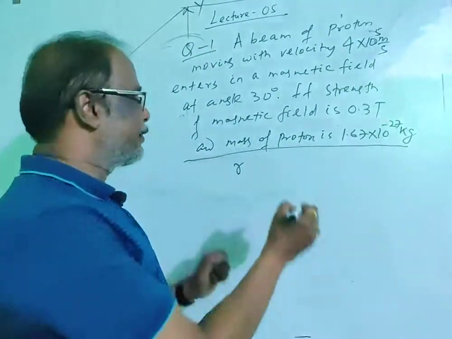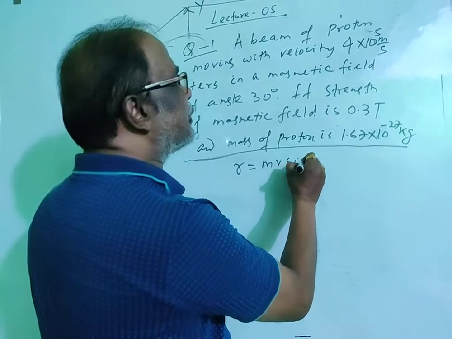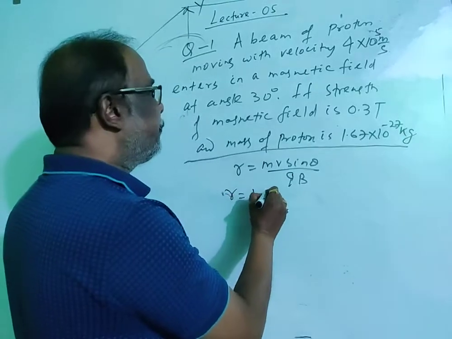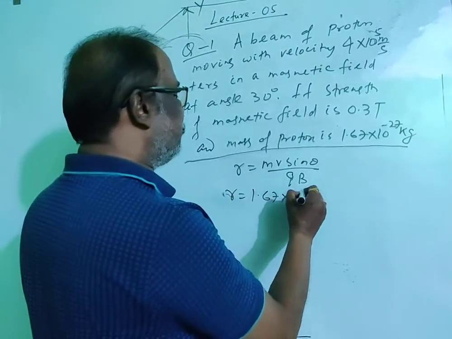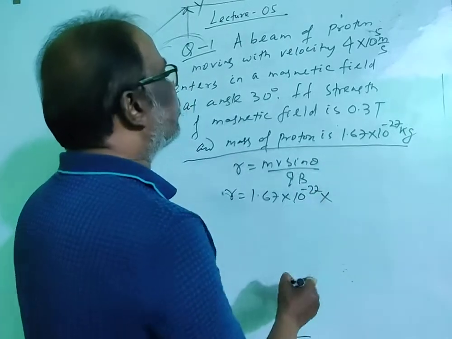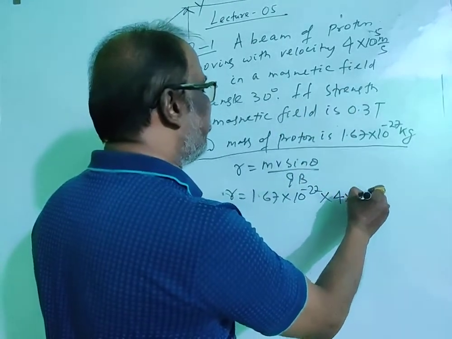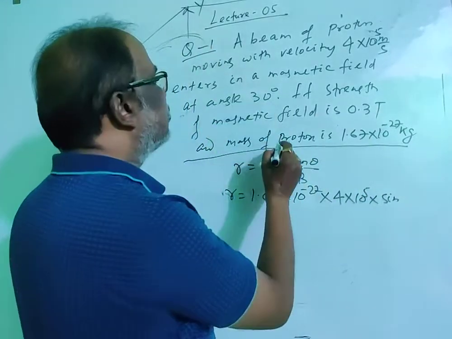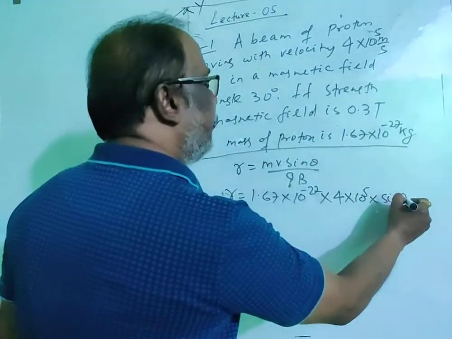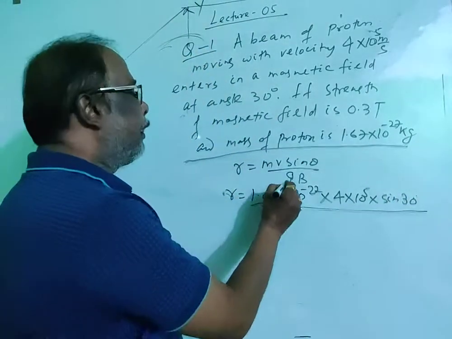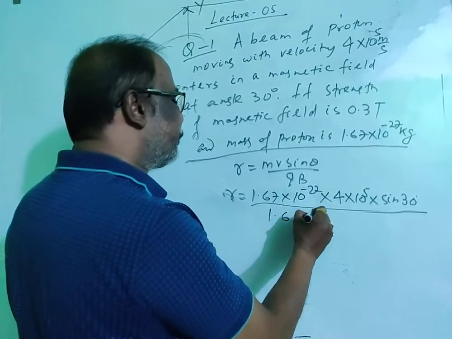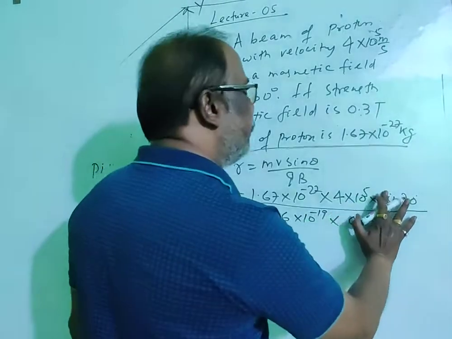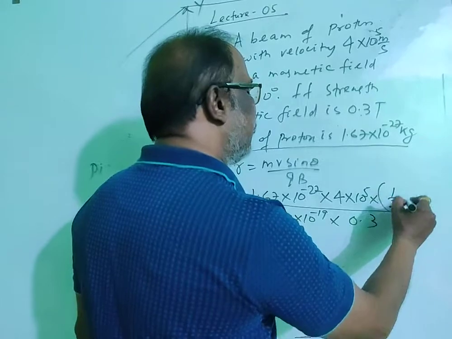You know what the radius is? Radius is equal to mv sin theta by qB. Then mass of proton 1.67 into 10 to the power minus 27 kg, and speed is 4 into 10 to the power 5 into sin theta, which means it enters at an angle of 30 degrees, sin 30, divided by charge of proton 1.6 into 10 to the power minus 19, and strength of magnetic field is 0.3, and in place of sin 30 we may use 1 by 2.